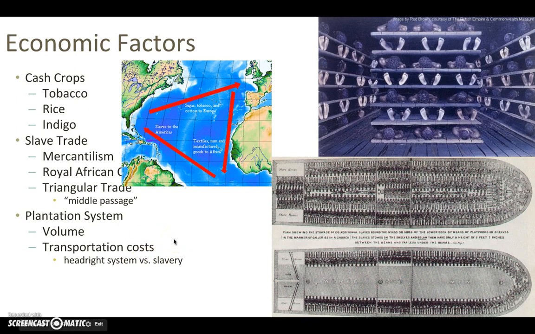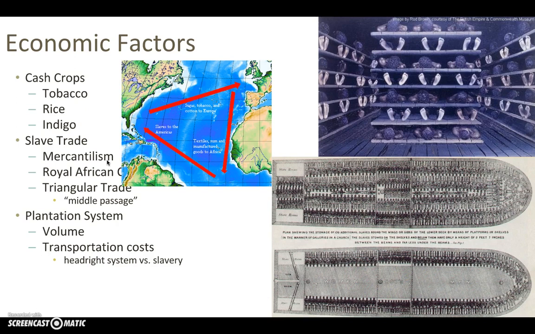Okay, so a few more things to understand about what is encouraging the slave trade itself. Let's go back to another European history term that you might remember, and that is mercantilism, right? And in the broadest sense, it's difficult to compare it to something that exists today economically.